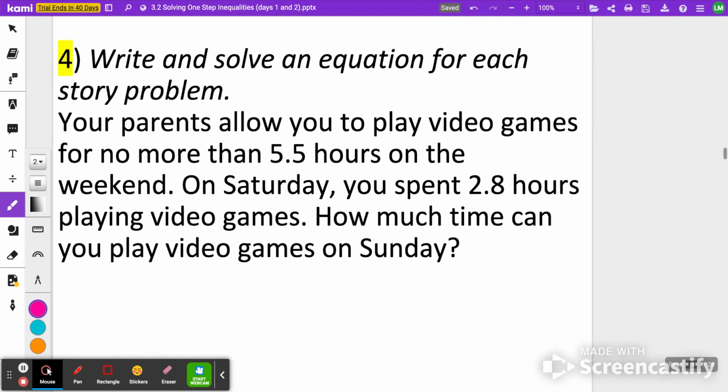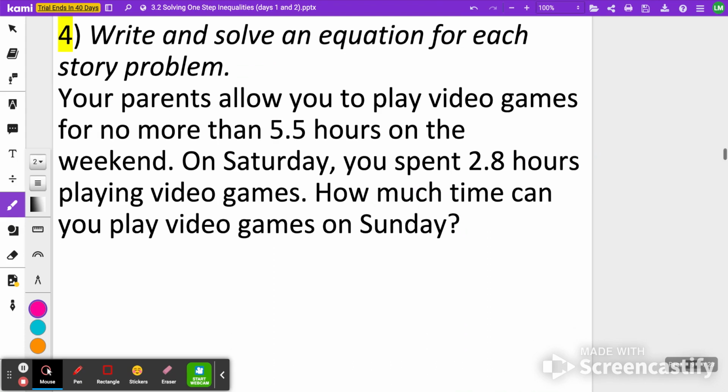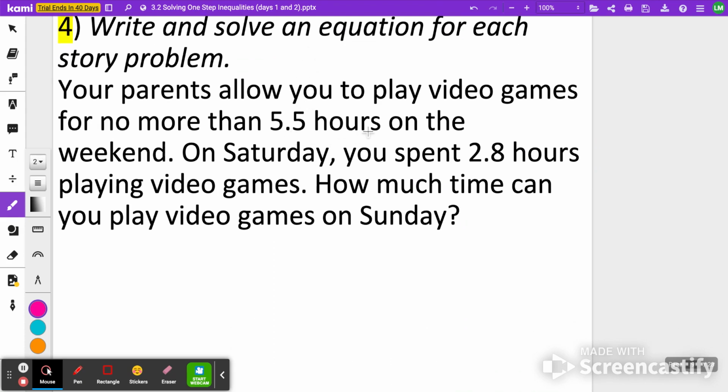Next, we're going to move into a bit of some story problems. So we do have to understand the words that we would use to write our inequalities. It says your parents allow you to play video games for no more than 5.5 hours. No more than 5.5 means 5.5 or less. Okay, so that means we're probably going to use the less than or equal to symbol. So less than or equal to 5.5.